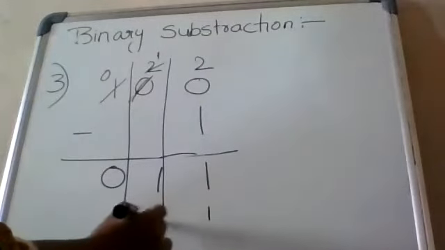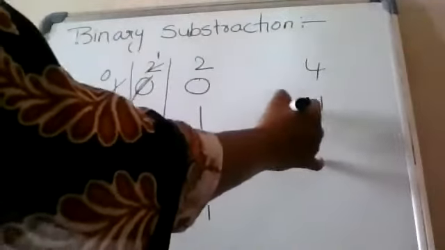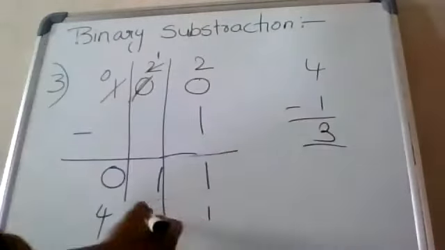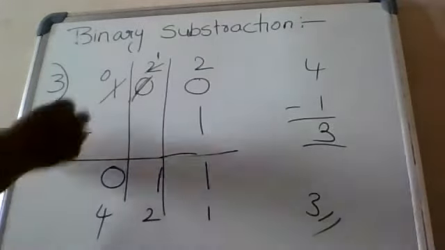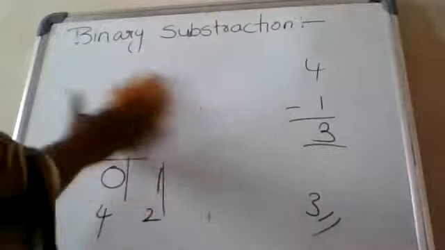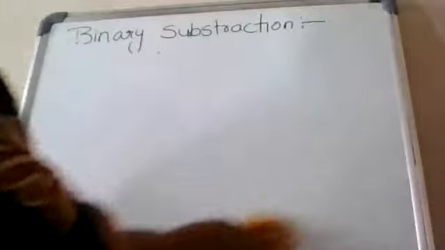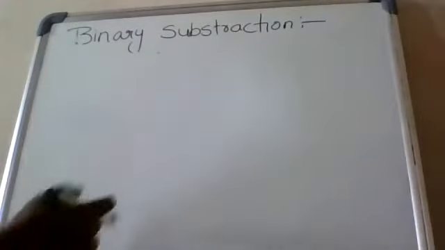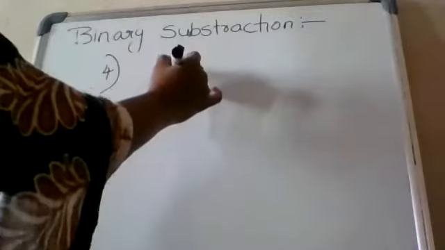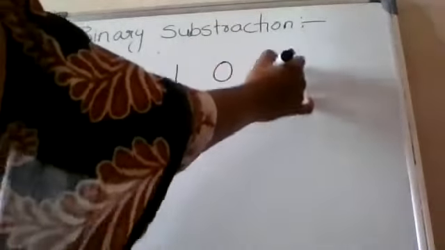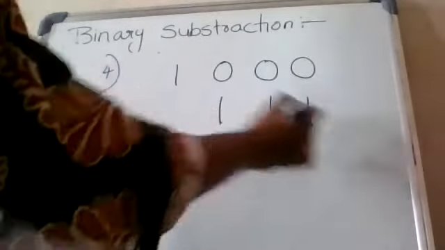Here 1, 2, 4. For this 4, for this 1. 4 minus 1, 3. Here 2 plus 1, 3. Next, fourth example. 1 0 0 0 1 1 1.